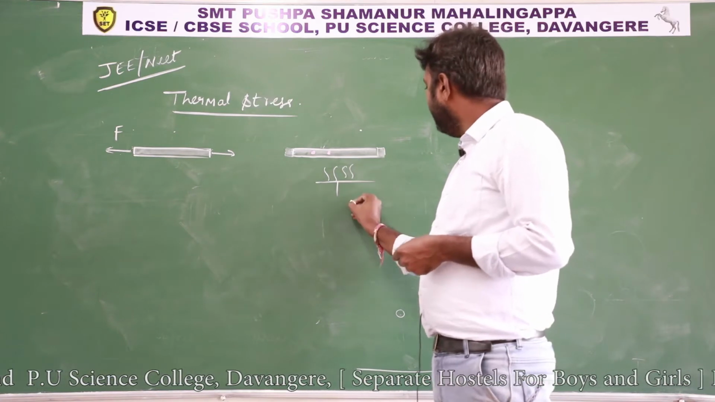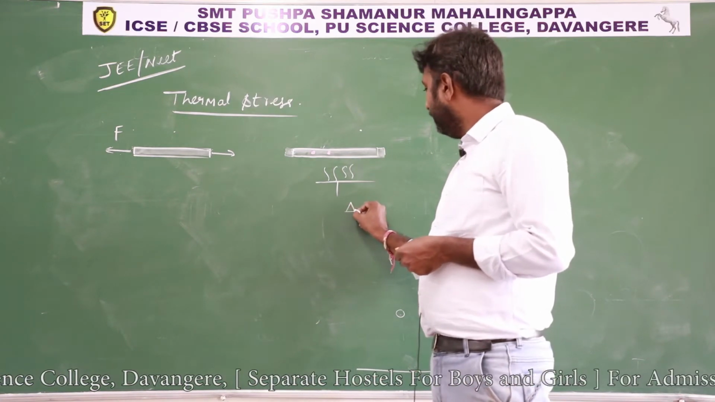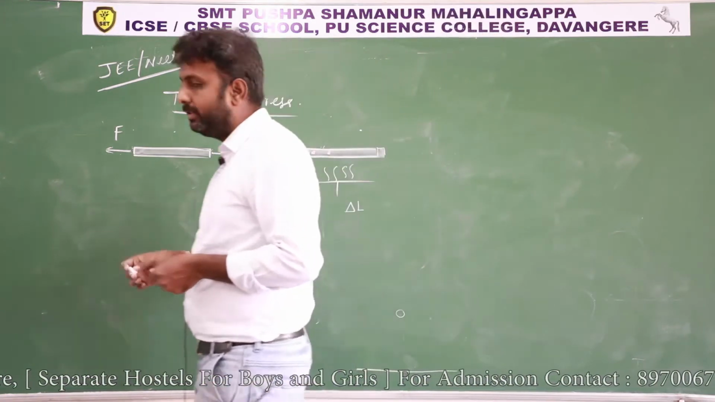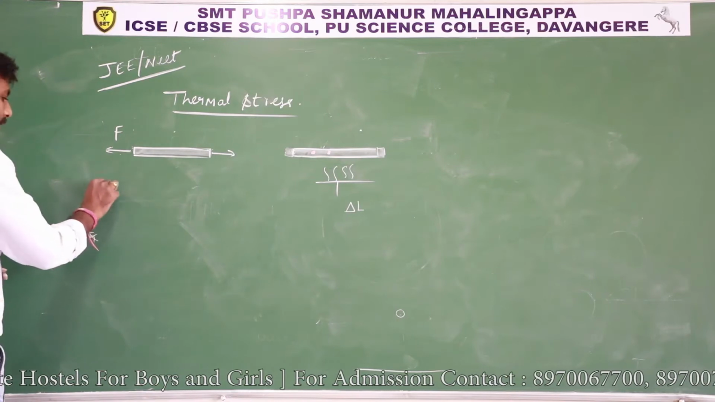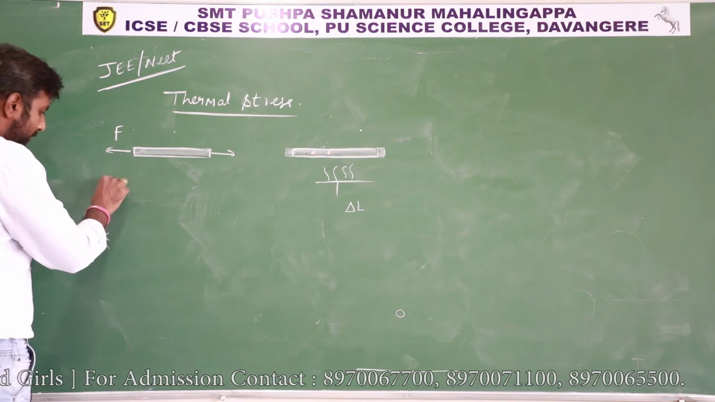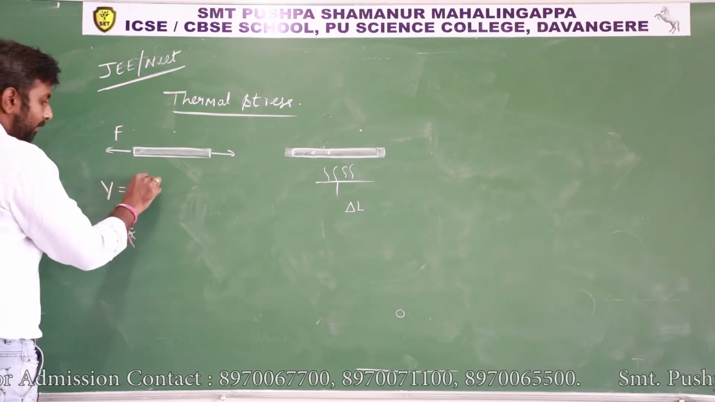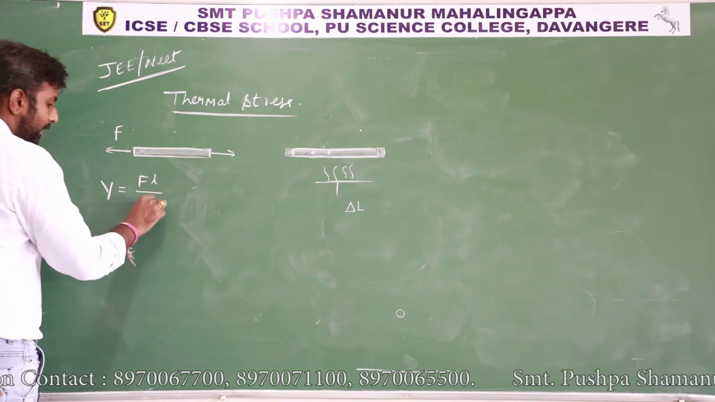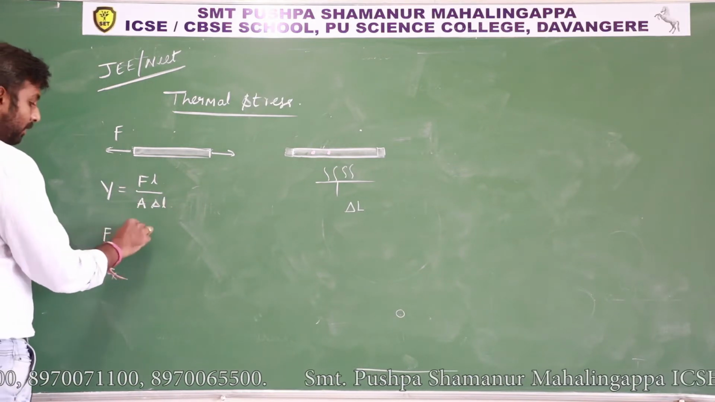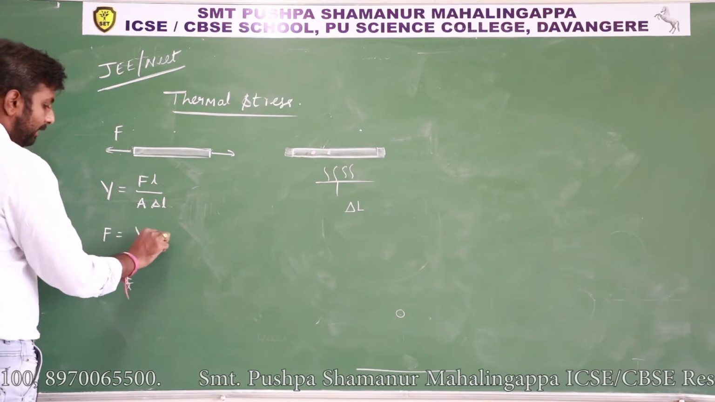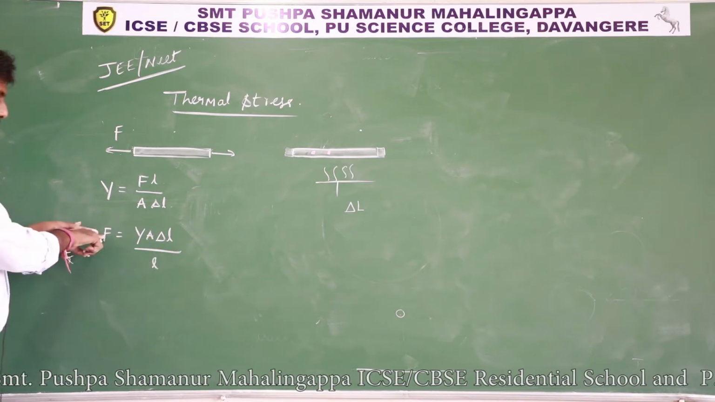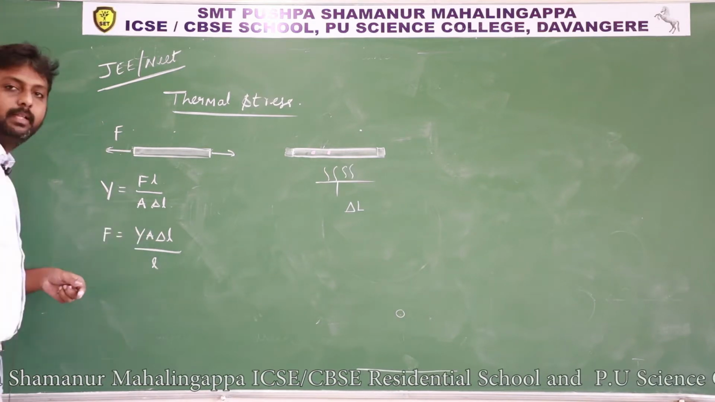That is, here delta L. Delta L means change in length, isn't it? And for this rod we have defined Young's modulus. Young's modulus Y equals FL divided by A into delta L, and F you can write as Y A delta L divided by L, isn't it? Here by applying force we can change the length.